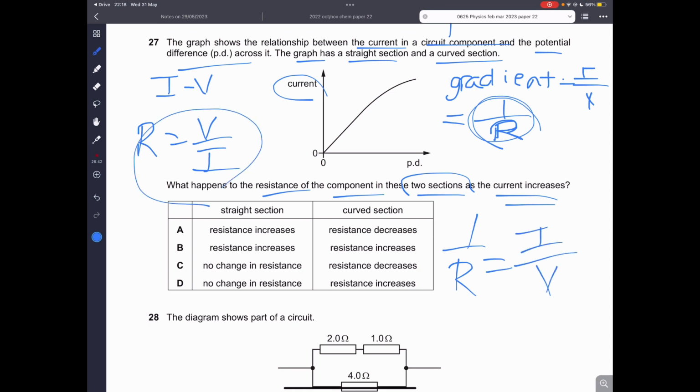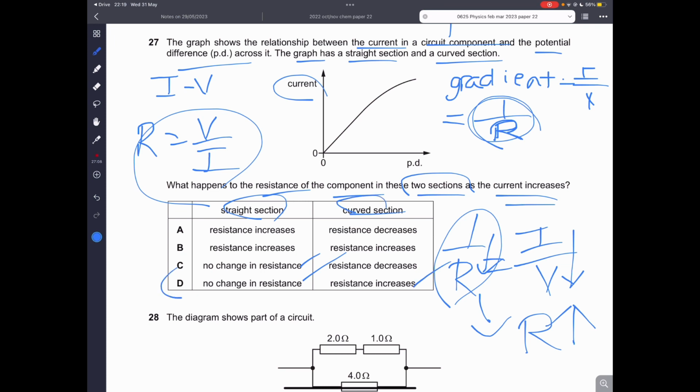It is the opposite of resistance, and therefore if this value decreases, the resistance will increase. If the inverse of the resistance decreases, this basically means that the resistance is increasing. And so you can see that in the straight section, there is no change in resistance. In the curved section, however, the resistance is going to increase.